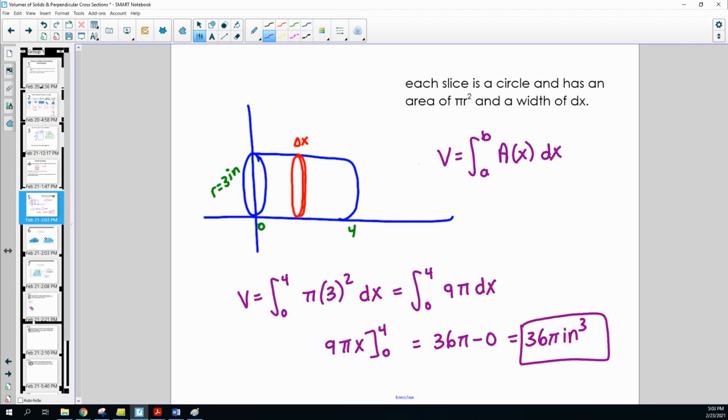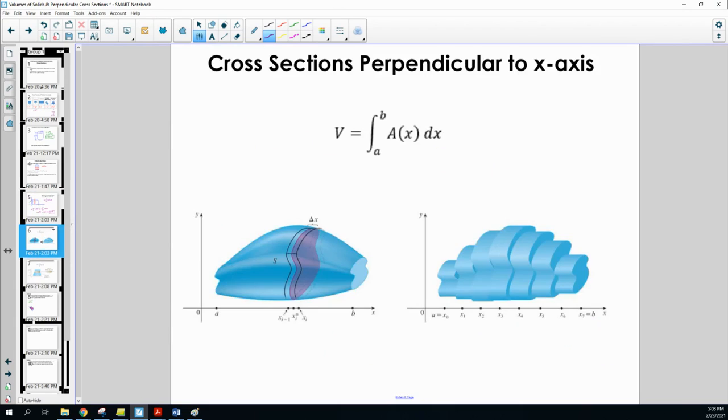So what happens when they're not normal shapes like a cylinder or something that we know? There are two different types of cross sections that you're going to see. Cross sections that are perpendicular to the x-axis. Here we have it in terms of x, so the slices are being cut straight down, perpendicular to the x-axis. In that case, we're going from A to B, which is farthest left x to the farthest right x, and the variable we're using is x.